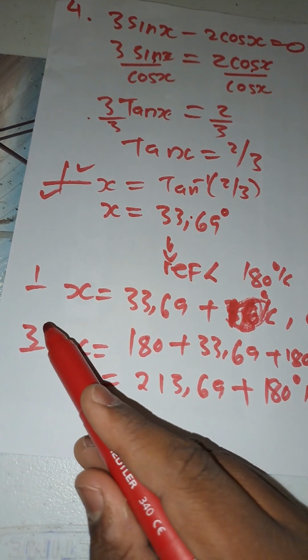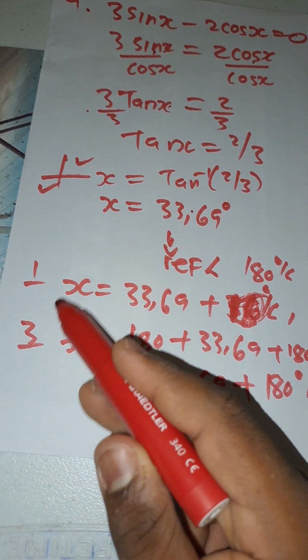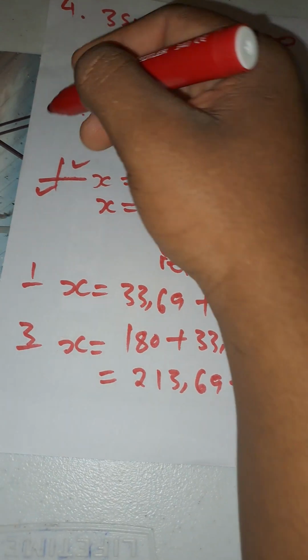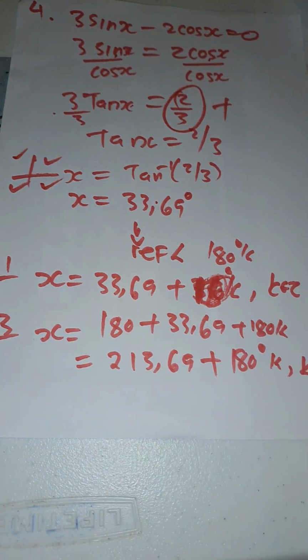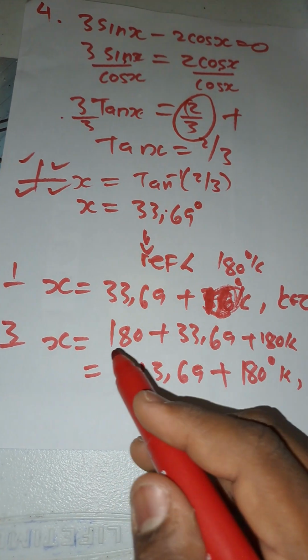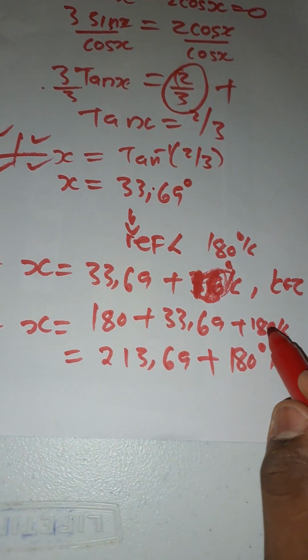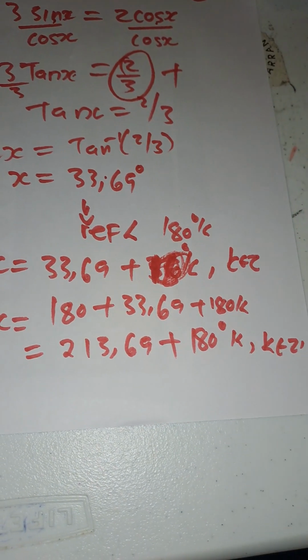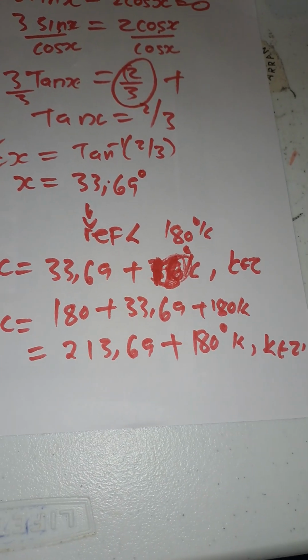Where is tan positive again? In the third quadrant. The reason I'm saying positive is because this number is positive. But if it was negative, I would consider the second quadrant and the fourth quadrant. So it's going to be 180 plus theta, which is 180 plus 33,69 plus 180k, and it's going to be 213,69 plus 180 degrees k, then k is an element of integers.